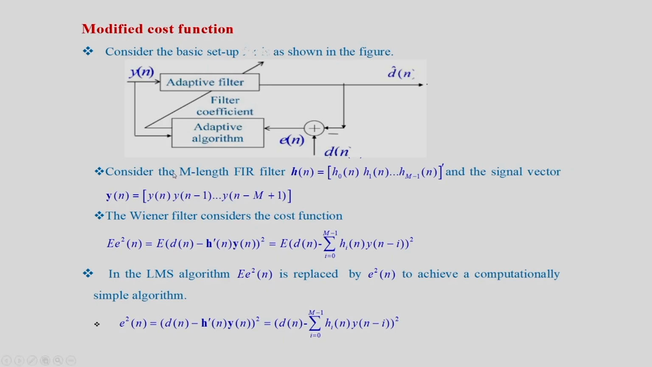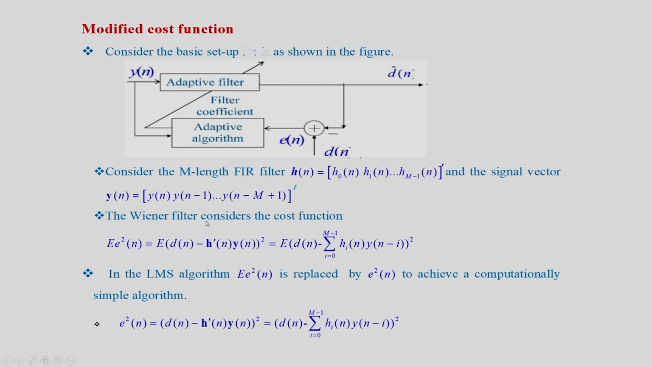We will consider an m length FIR filter h(n), that is, filter coefficients are given by h0(n), h1(n) up to h(m-1)(n), and the signal vector y(n) comprising of y(n), y(n-1) up to y(n-m+1).